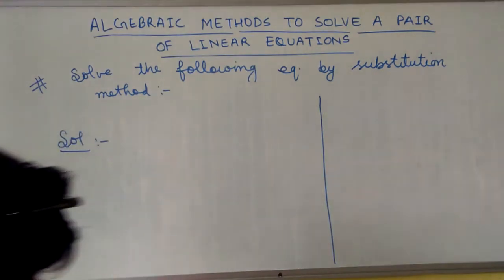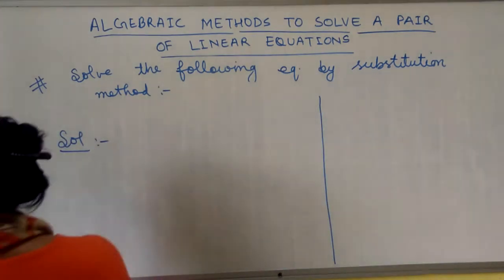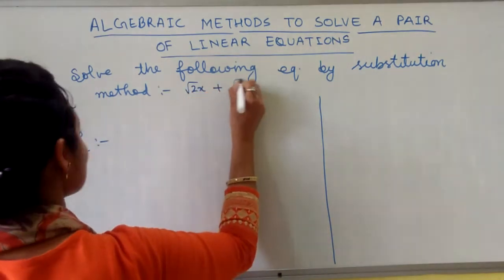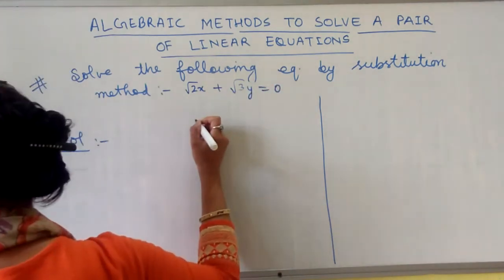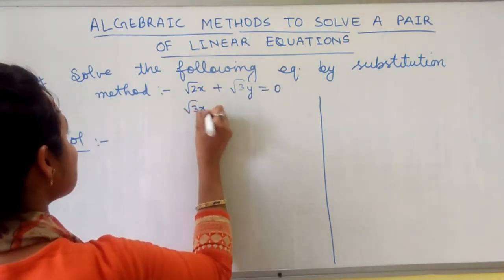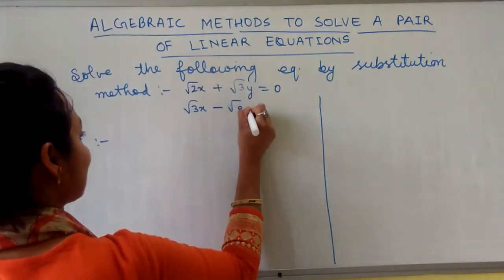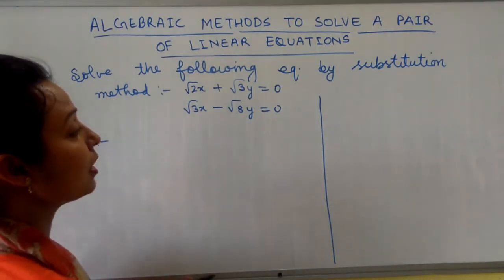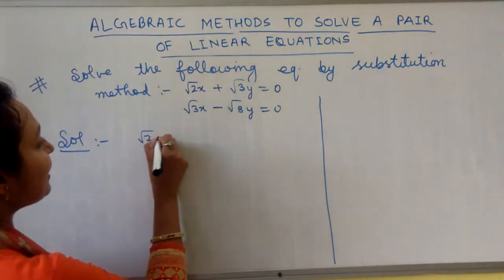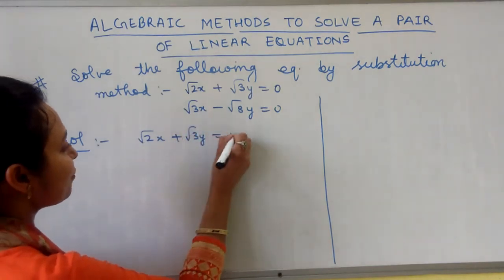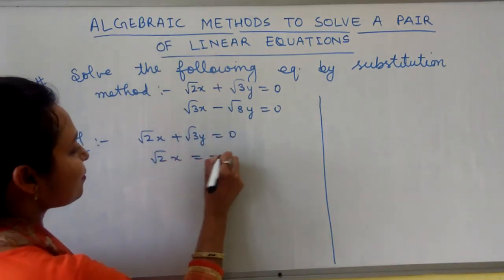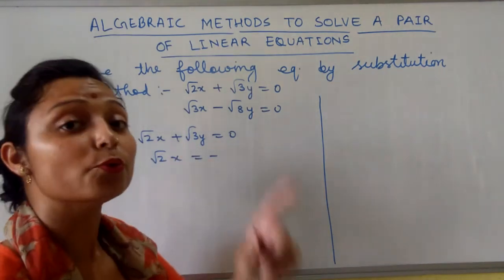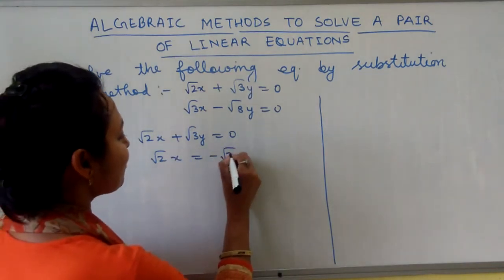Okay, now come to one under root question. I will take the under root question, that is root 2 x plus root 3 y is equal to 0. In the second equation, root 3 x minus root 8 y is equal to 0. You have to solve this one by using substitution. How we can solve? The equation is root 2 x plus root 3 y is equal to 0. That means root 2 x is equal to minus root 3 y, or you can find either the value of x or the value of y as you want. Okay, so I will take root 3 y.